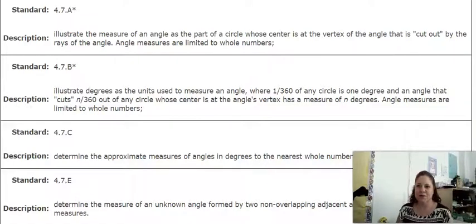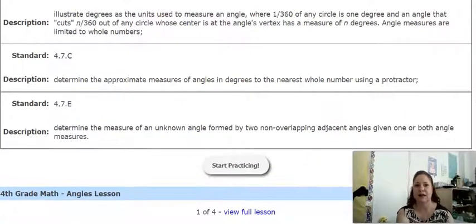Okay, we're going to review so we can get prepared for our unit assessment. Things that we have learned in this past unit include the measures of angles as parts of a circle. We know that the vertex is in the center of the circle and that angles are cut out around it. There's 360 different angles or degrees in a circle. We know that we can use a protractor to measure angles, and we know how to do that.